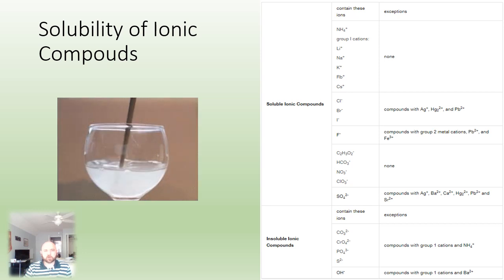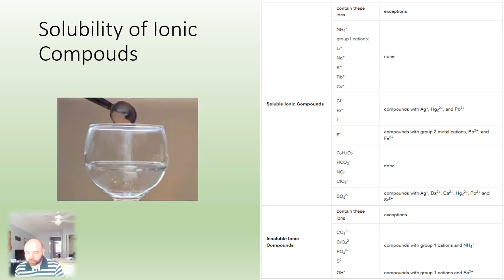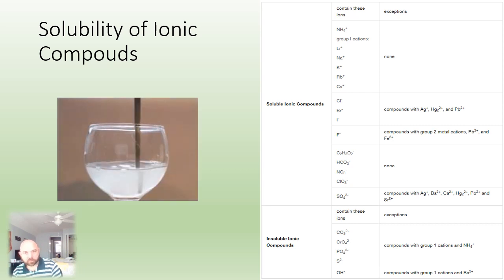On top, we have soluble ionic compounds and insoluble ionic compounds. I'll give you a bit of a rundown of how to read these. So we see everything up top. It says soluble ionic compounds contain these ions, the NH4 ion, and the group 1 cations: lithium, sodium, potassium, rubidium, and cesium. You can see there are no exceptions there. Pretty much any compound containing those ions is water soluble, meaning they will stay dissolved in the reaction.